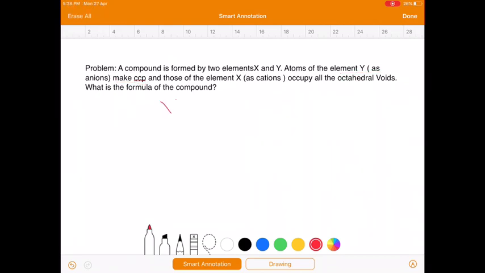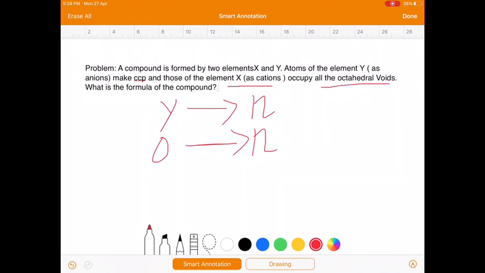The element Y forms the CCP. So let the number of Y particles be N. Then what will be the number of octahedral voids? I am marking it as O, the number of octahedral voids, they also will be N. It is said that element X occupies all the octahedral voids. So all the N octahedral voids are filled by the element X. So what will be the number of X? X also will be equal to N.